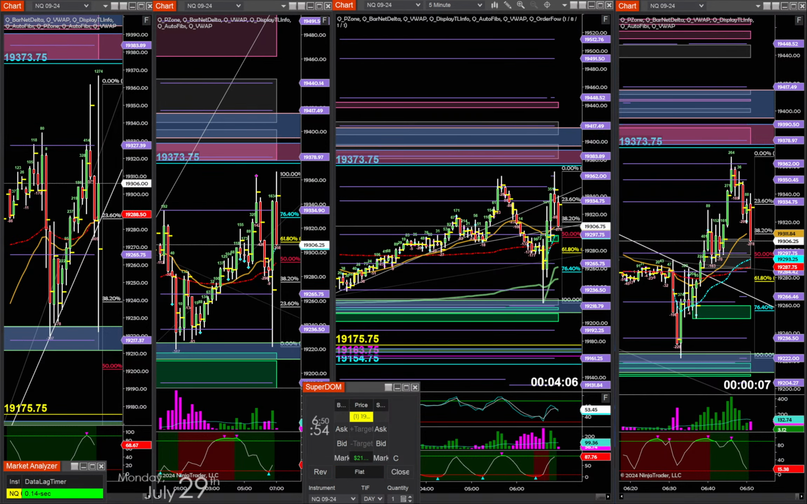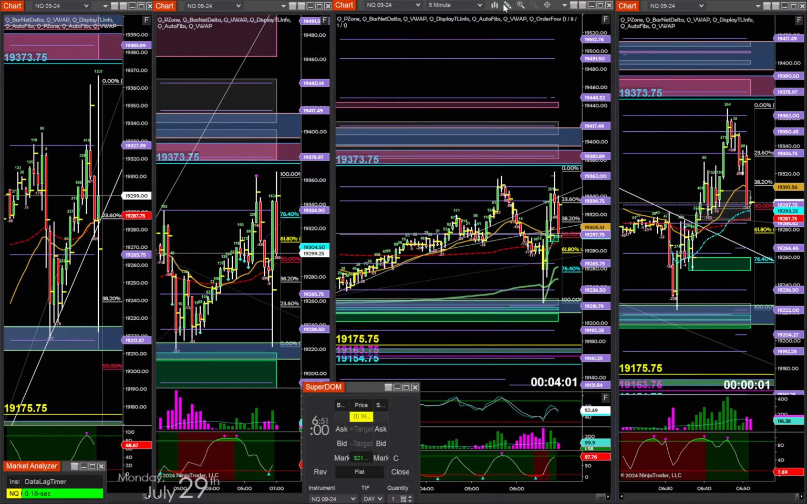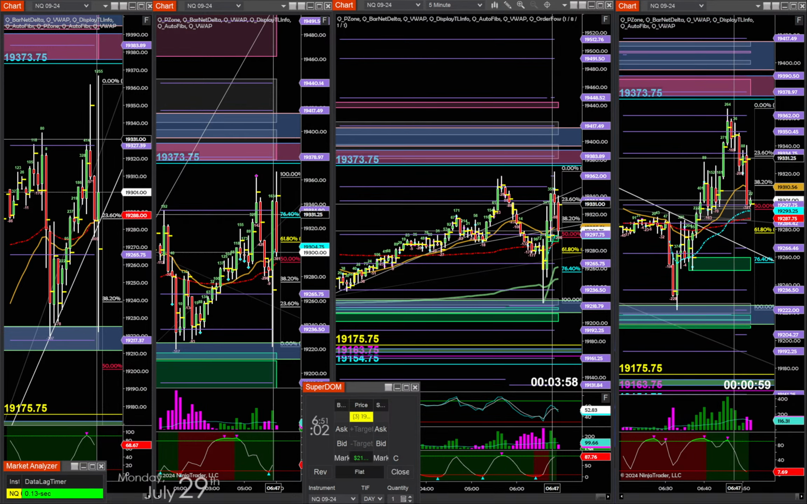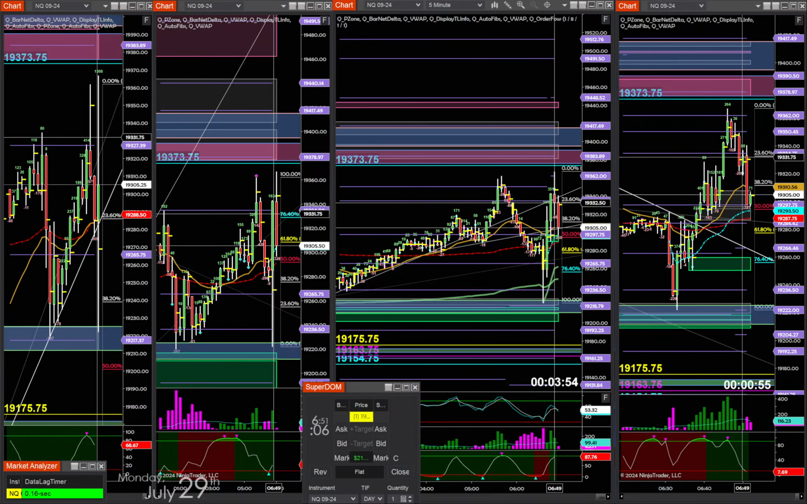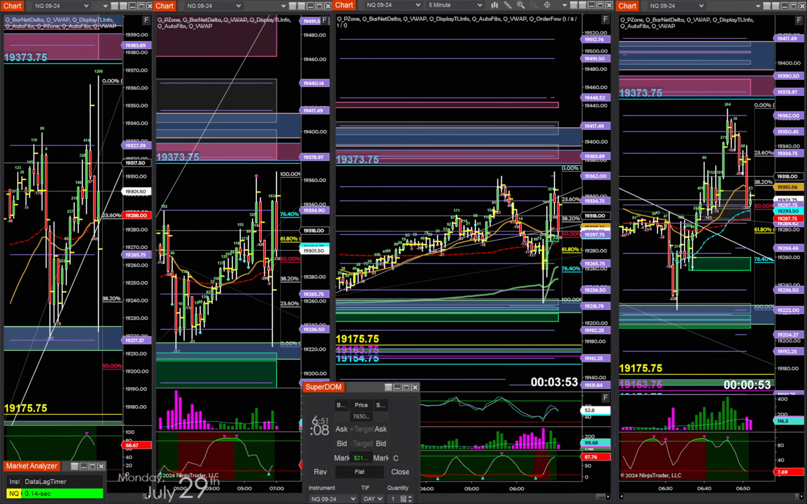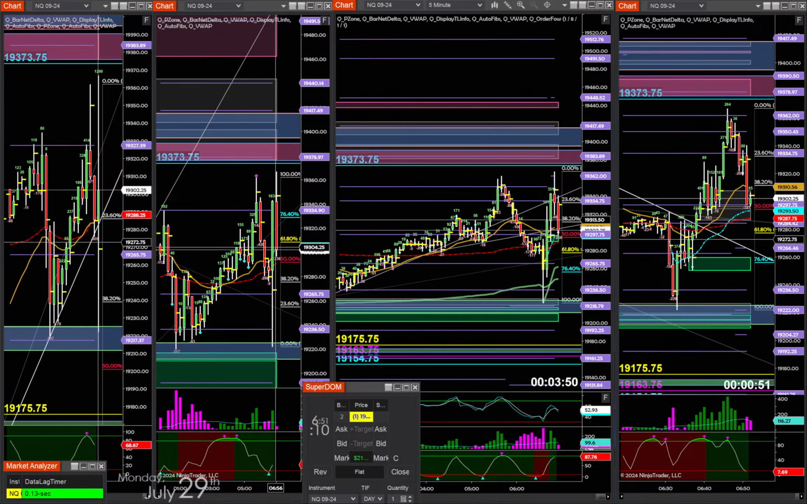All right, I'm out. That's a nice $200 win. So the reason I took that is because that zone there, it was about to break, right? And you see the POC on the 15 and the 5 confirm that.